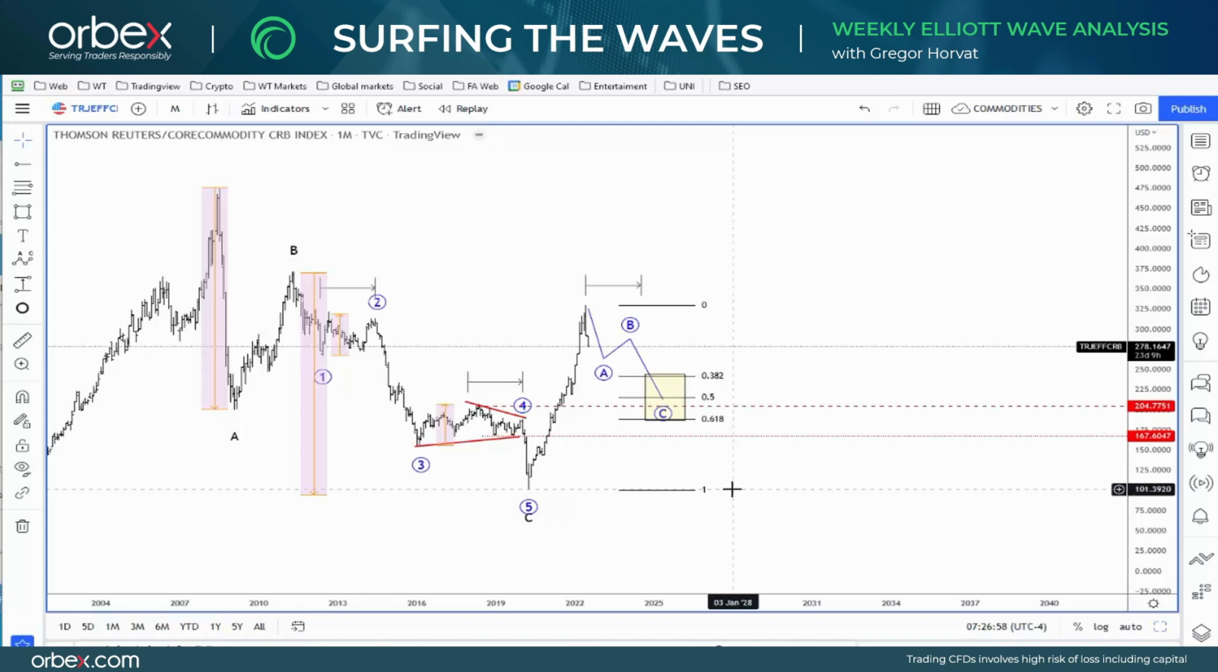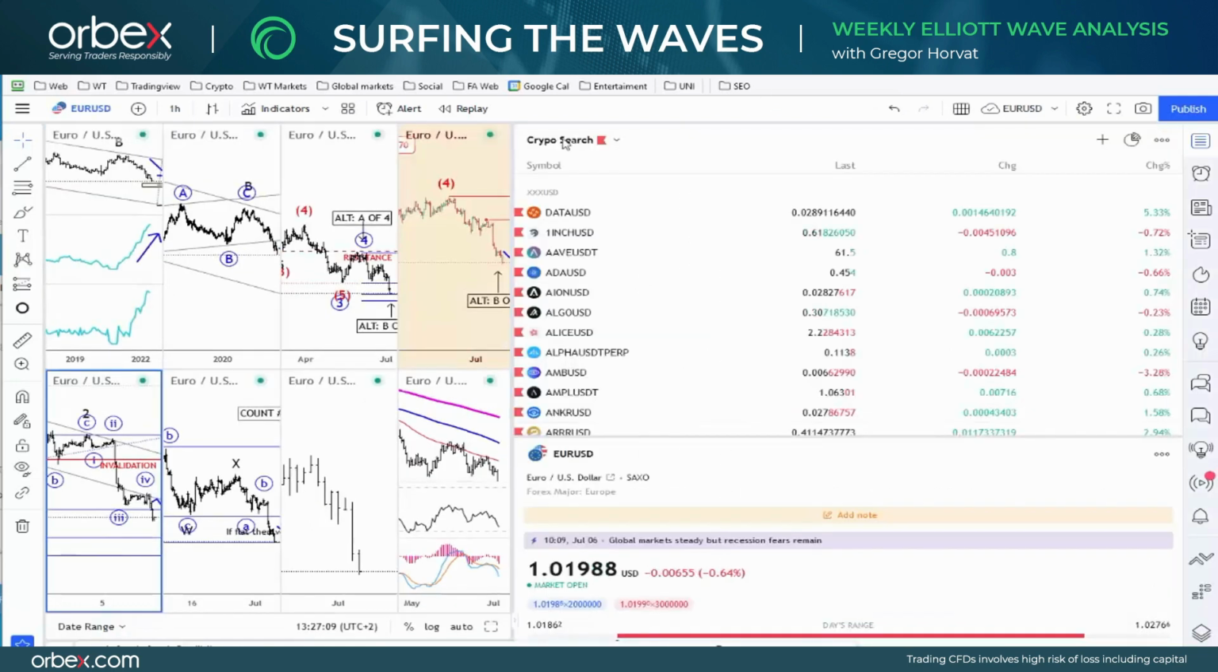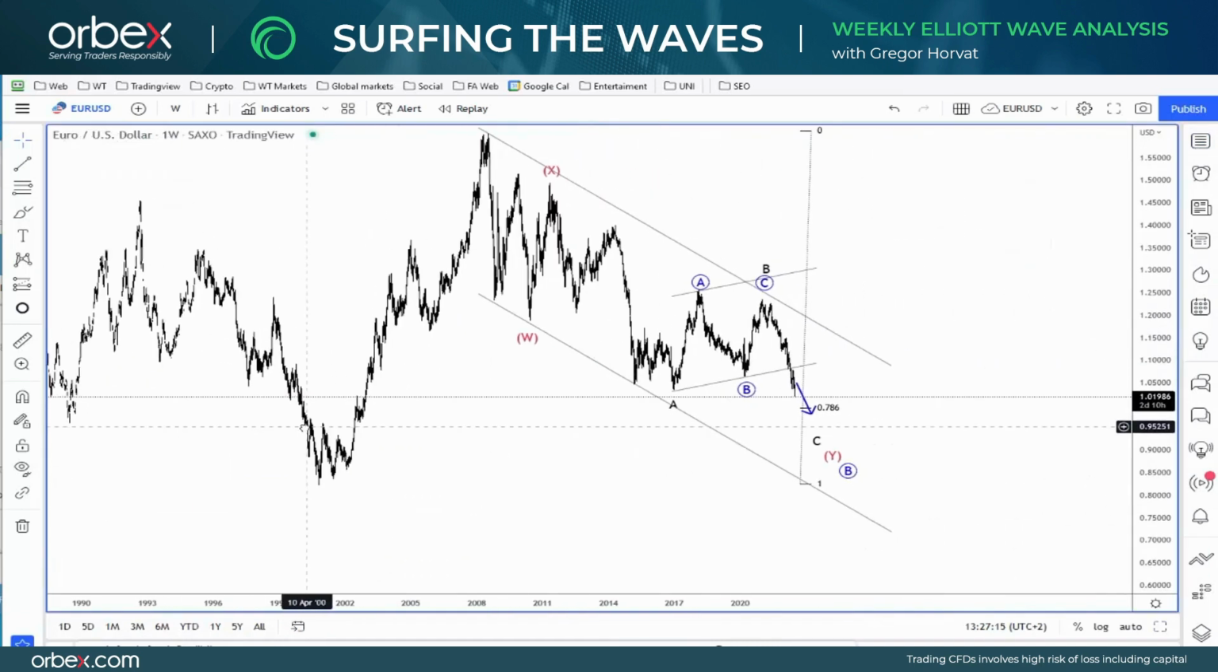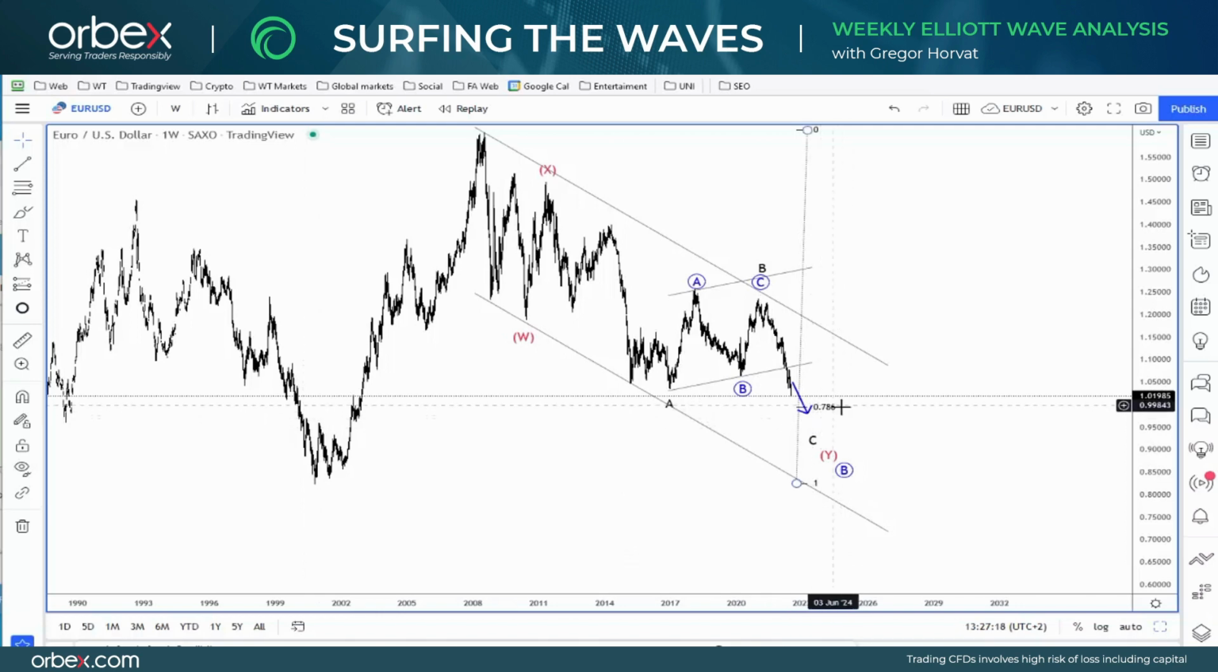It's not a view that I'm sticking with. I still think that there is some chance that euro dollar will potentially stabilize around parity. So if we look at the euro dollar, I'm not really sure what will trigger a potential reversal here, but looking at the higher degree charts, we are approaching this 78.6%. I still think that this can be the final leg of a very complex decline that we are experiencing down from 2008 highs. Okay, so we will see what happens there.